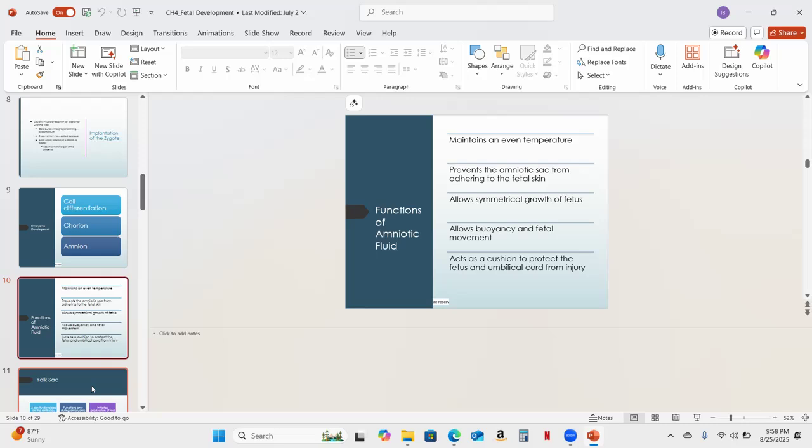So the amniotic sac, the amniotic fluid, it maintains temperature, prevents the amniotic sac from adhering to the fetal skin, and allows symmetrical growth because the fetus just floats in there. So there's nothing inhibiting one side or the other from growth. They become buoyant and they can move, and then it's also a cushion. And the umbilical cord is also cushioned from injury.